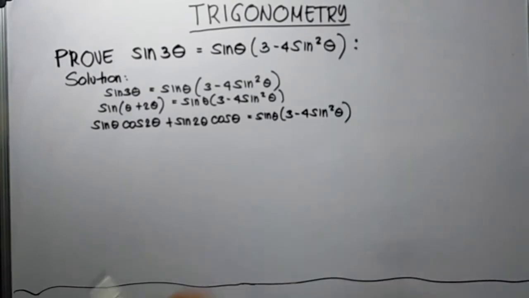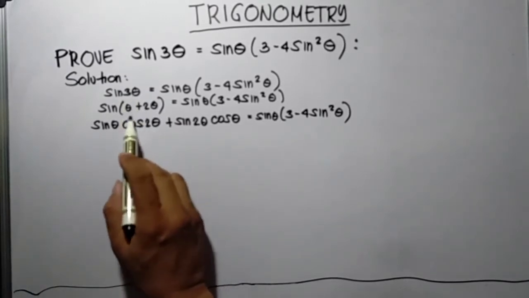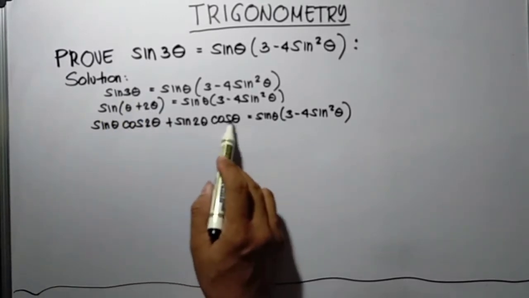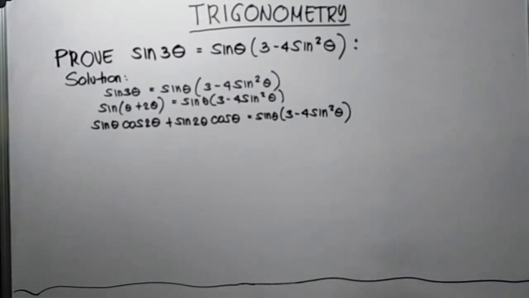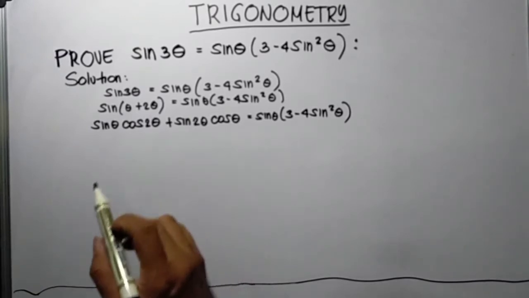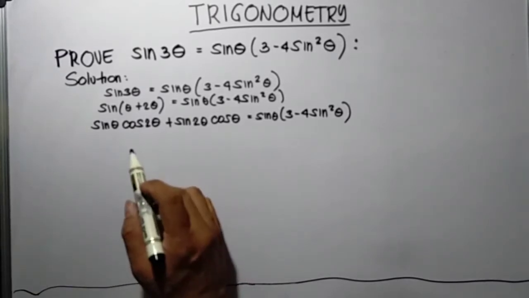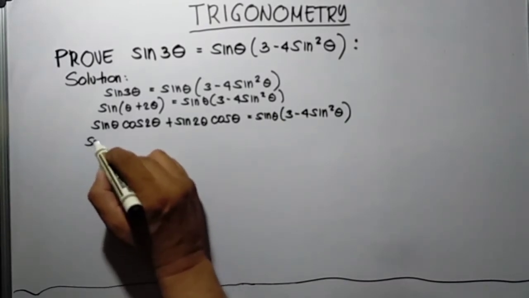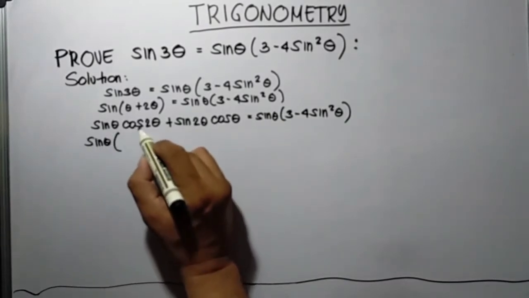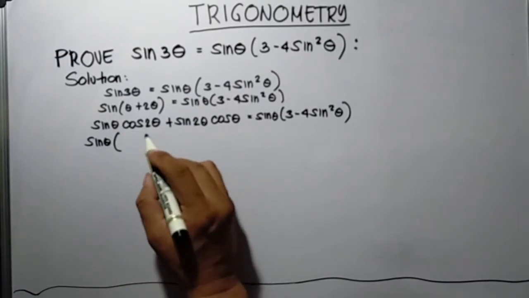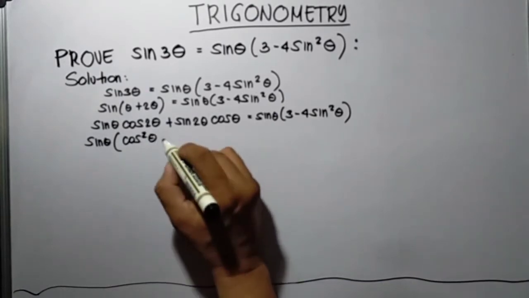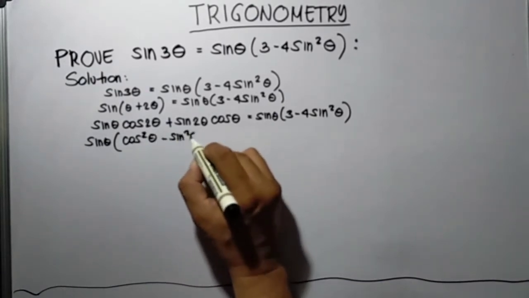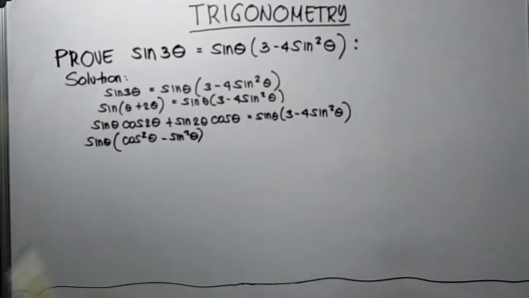Okay. So here we already have two identities made. From here we got this, and from this we expand to this identity. Okay. So again, using the double angle formula, we will come up with sine theta. This cosine 2 theta is equivalent to cosine squared theta minus sine squared theta. So we use here the double angle formula.